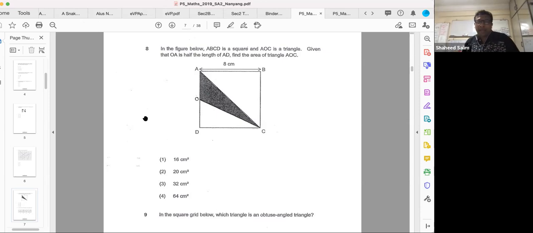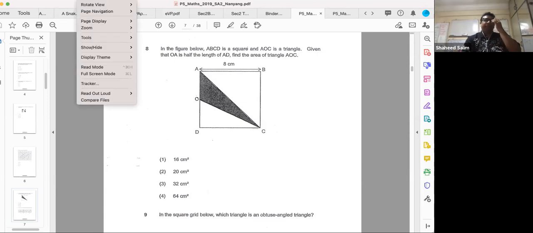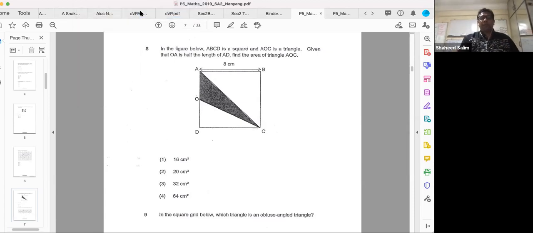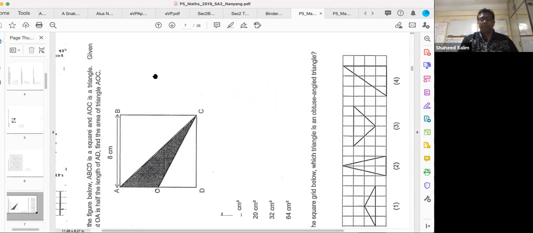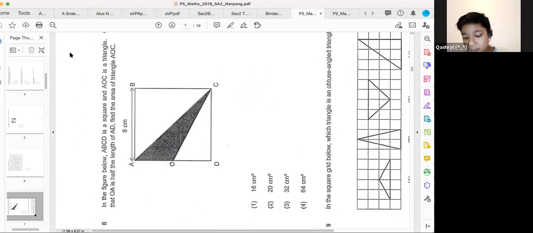Remember the formula: half times base times height. If you want me to rotate the figure, do you want me to rotate or not? Some of you need it. Please rotate the figure. Okay. So now I'm going to enlarge. Can you see the figure?